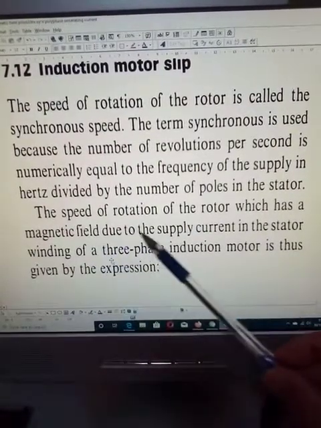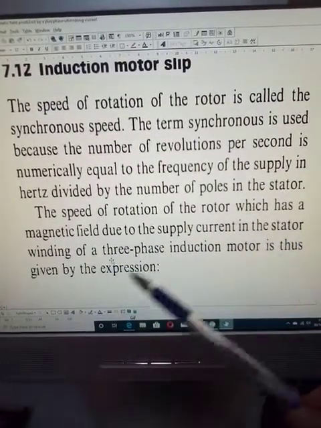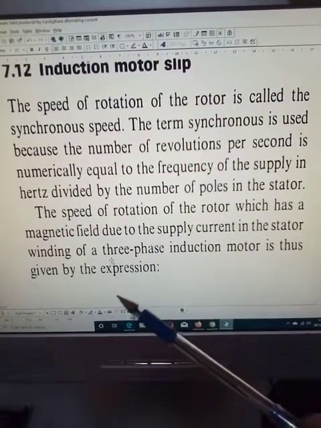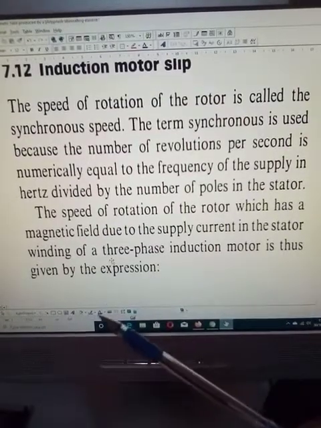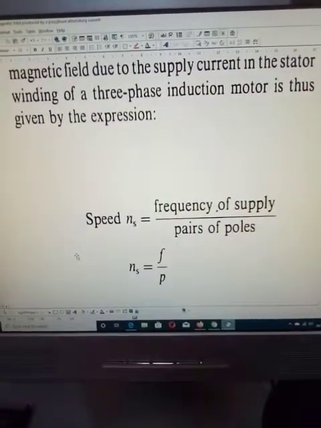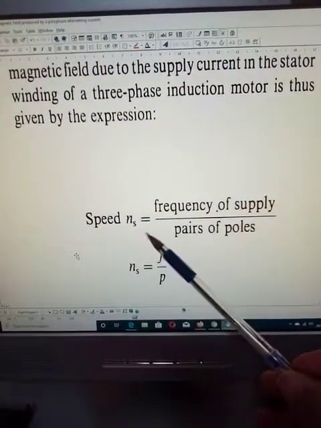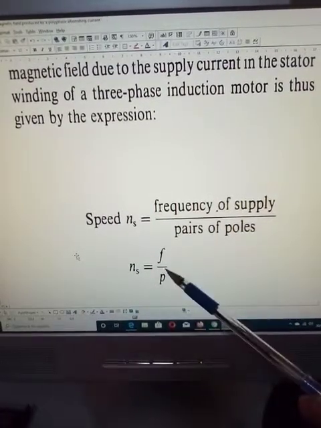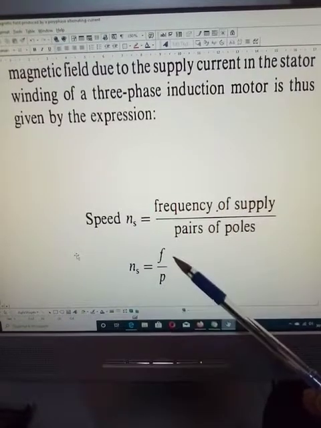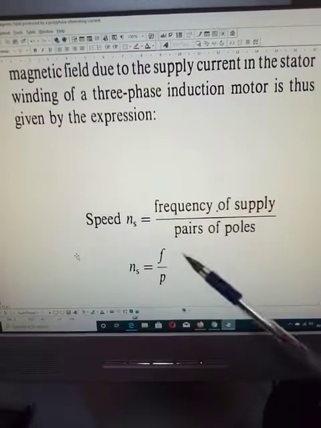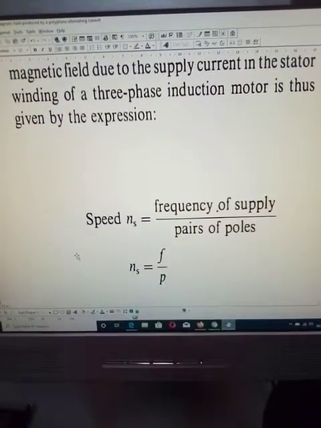Now, the speed of rotation of the rotor, which has a magnetic field due to the supply current in the stator winding of a 3-phase induction motor, is thus given by the expression: speed ns. Remember, synchronous speed equals frequency of supply over pairs of poles. So ns equals f over p, frequency over poles. So if you have a 50 hertz supply, 50 cycles per second, and you have 3 pairs of poles, then you can do that calculation for yourselves. Then you can show me how it's done.